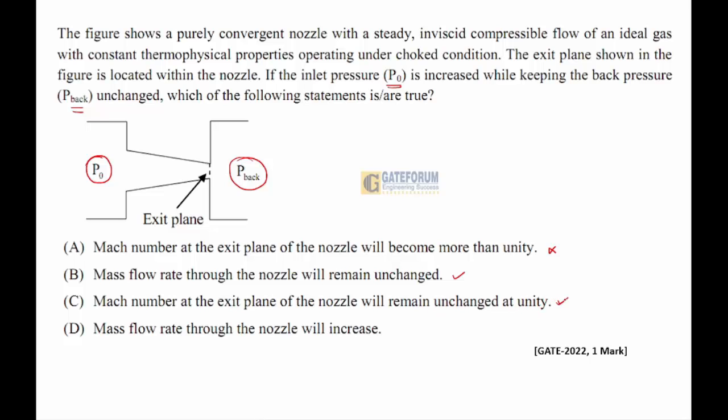Yes, obviously. Mass flow rate through the nozzle will increase. Never ever this happens. So obviously, when you are checking with the Mach number for the pressure at the inlet and the outlet, the mass flow rate will never change, and the Mach number at the exit will also remain unchanged at unity. So the answer is options B and C. Options B and C will be the right answer for the given question. Moving to the next question.